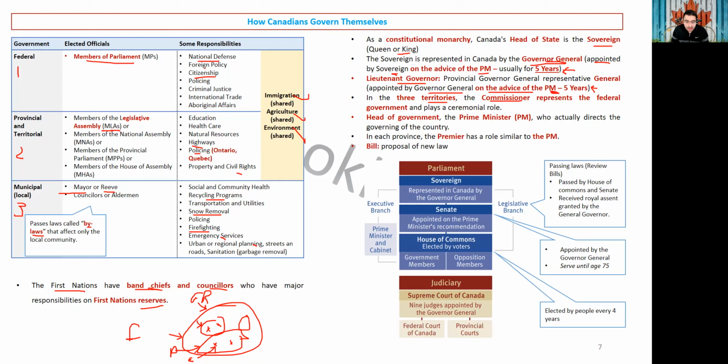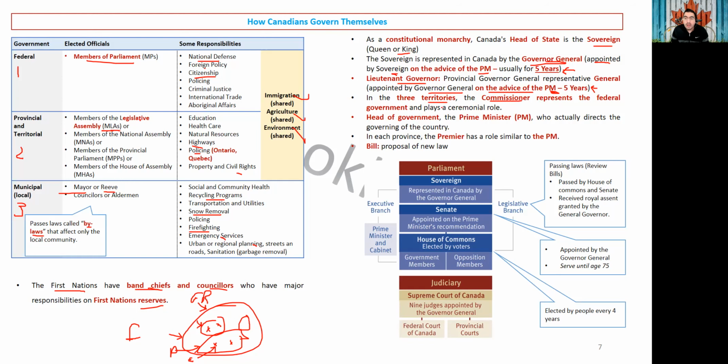Called what? A commissioner. It represents the federal government and plays a ceremonial role. Just like the governor general or lieutenant governor, it is a ceremonial role. It doesn't play a real role. It doesn't make any decision for the government, and the main head of the government will be the prime minister.